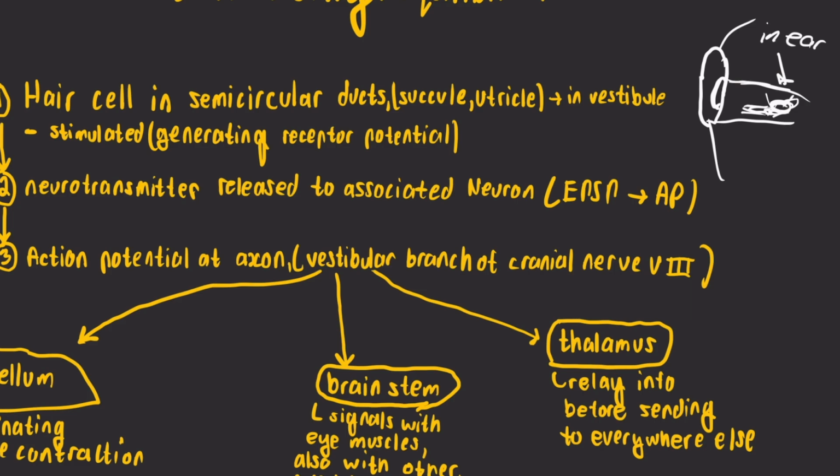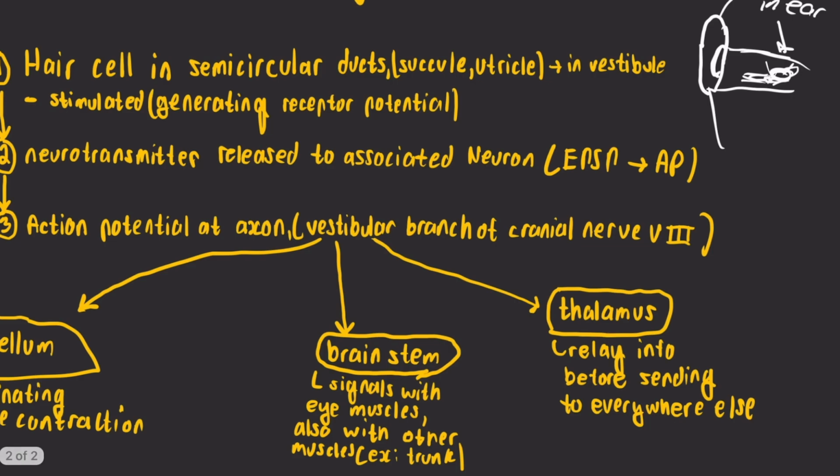Okay, and when that is stimulated, since this is part of our special senses, the graded potential will be a receptor potential. Remember, receptor potentials are the graded potentials for special senses. After we generate that receptor potential, we would then have neurotransmitters. Remember, it is occurring here. Neurotransmitters will then be released onto the associated neuron, which will generate an excitatory postsynaptic potential into an action potential.